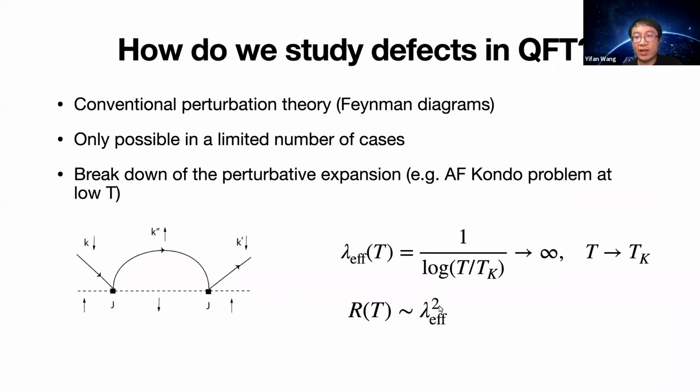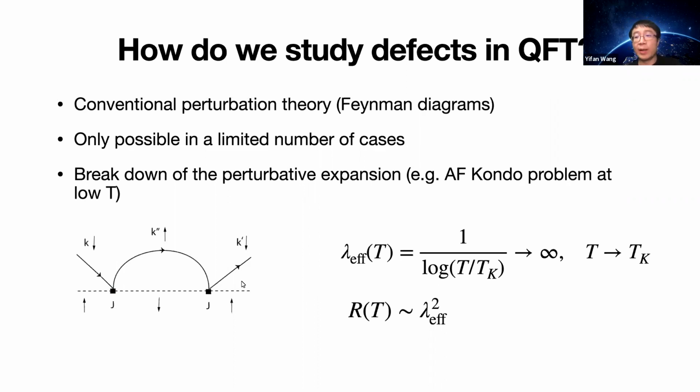Okay, so given this definition of defects in quantum field theory, how do we actually study them to compute some physical observables? Of course, the first method that comes to mind is the conventional perturbation theory that we all learned from QFT 101. This involves computing Feynman diagrams, for example, of this type for some boundary defect. This is actually the kind of diagram that's relevant for Kondo's solution to the Kondo effect in the 1960s.